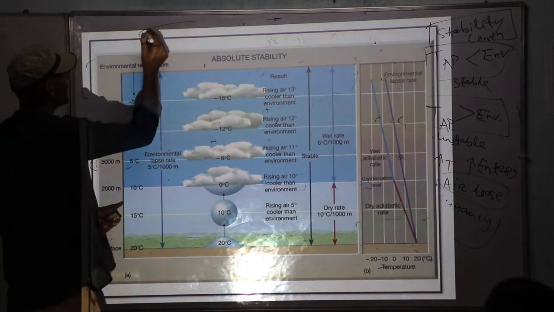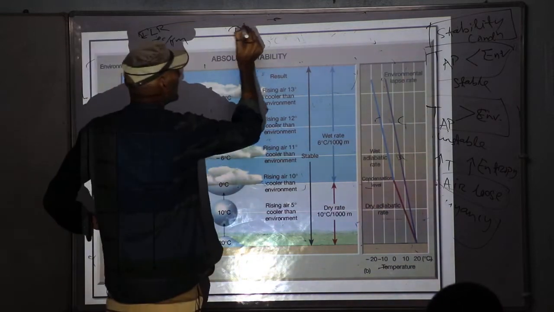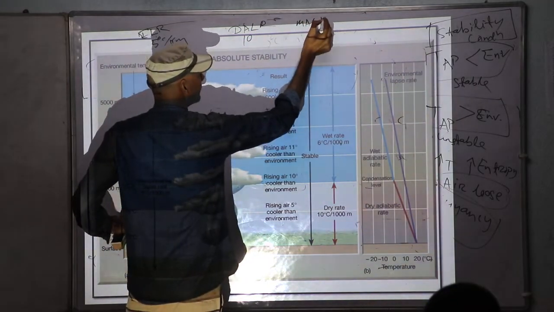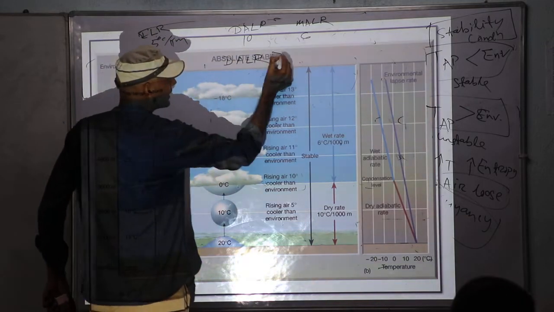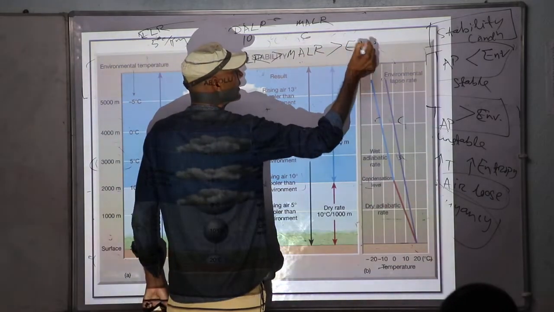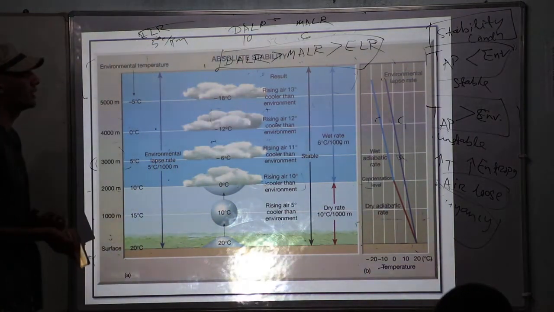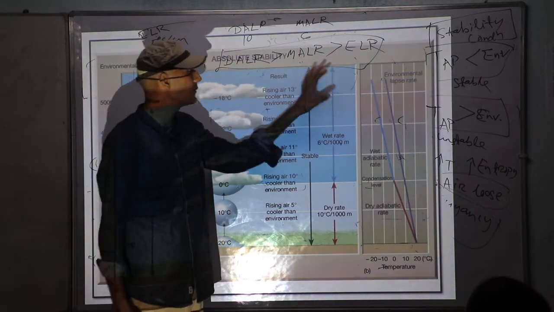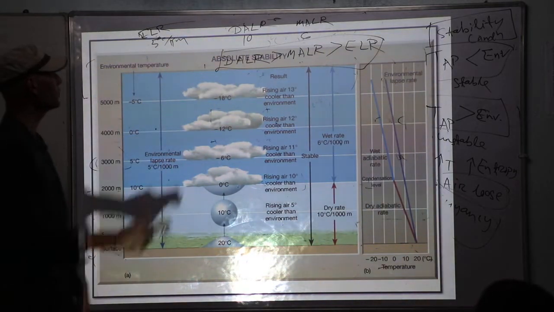you can see the environmental lapse rate is 5 degrees centigrade per kilometer, dry adiabatic lapse rate is 10, and moist adiabatic lapse rate is 6. So here dry adiabatic lapse rate is greater than moist adiabatic lapse rate, which is greater than environmental lapse rate. So this is the condition for absolute stability, when environmental lapse rate is lower than the dry and moist adiabatic lapse rate. When environmental lapse rate is higher, then that will lead to unstable atmosphere.